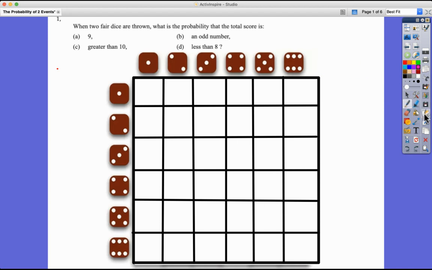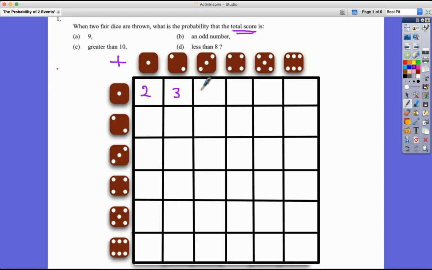First of all, the probability that we get a total of 9, that we get a total that's an odd number, that we get a total that's greater than 10, or a total that's less than 8. I wouldn't recommend doing this question without drawing yourself a sample space diagram. And what we say here is that we're going to do the total score. So we're going to be adding them up. Whatever we get on this dice, we're going to be adding on to what we get on this dice.